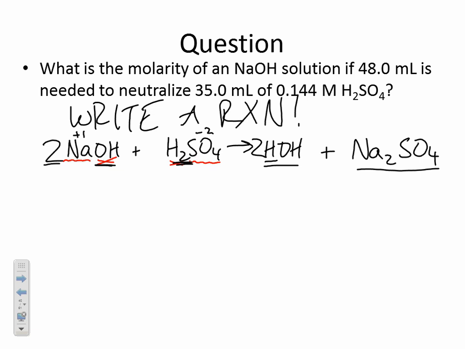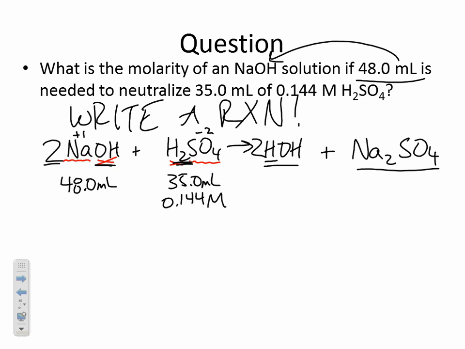Now I can start thinking about the numbers. So I'm going to pull numbers out of the problem. 48 milliliters. That number belongs to what? That number belongs to the NaOH solution. So I'm just going to put it right under the NaOH. I like to organize my numbers under things in a balanced equation. It helps me see what numbers belong to what. So neutralize 35 mils of 0.144 molar sulfuric acid solution. So the 35 mils and the 0.144 molar belong to the sulfuric acid.